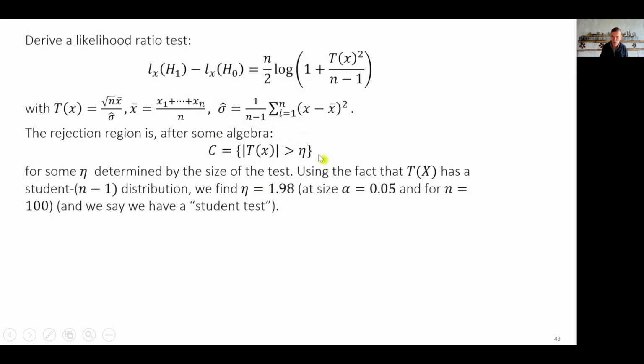So not surprisingly, we see that the rejection region here is two-sided, or if we want to make it the standard form, we have to put the absolute value here. And if we want to find a single-sided test here with n equal 100, the eta that we find is 1.98, or 1.96 if we would do the Gaussian approximation of the student distribution, as opposed to 1.65 that we had before. So this means that by changing the H1 hypothesis, the alternative hypothesis, we change the way we compute the p-value here, or at least the rejection region here.